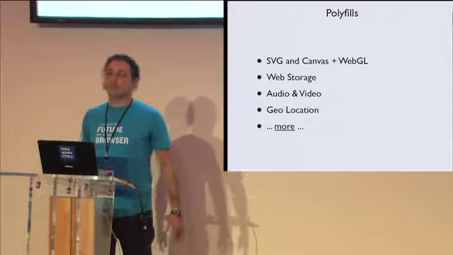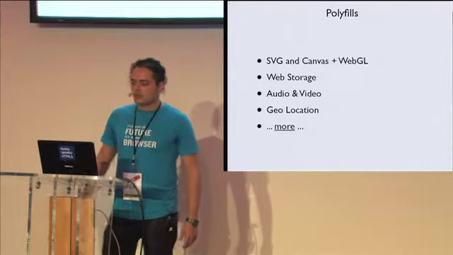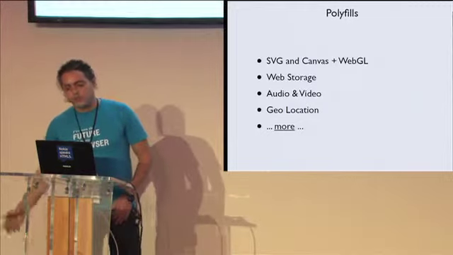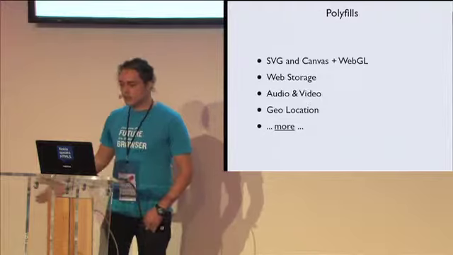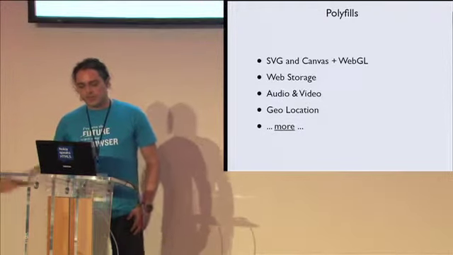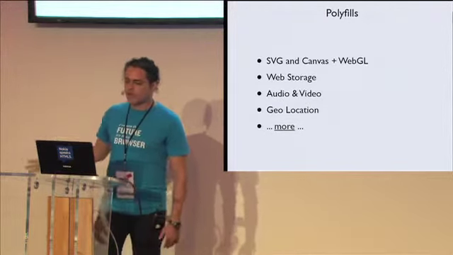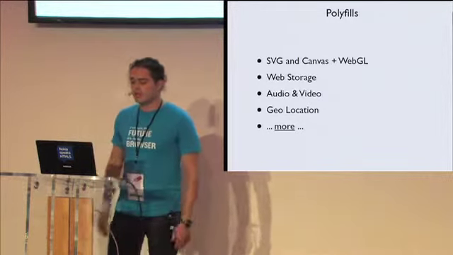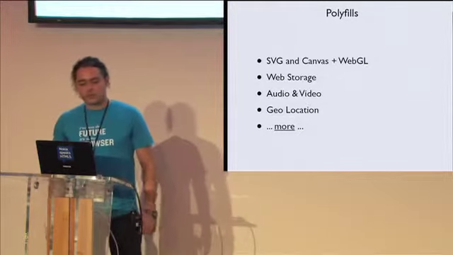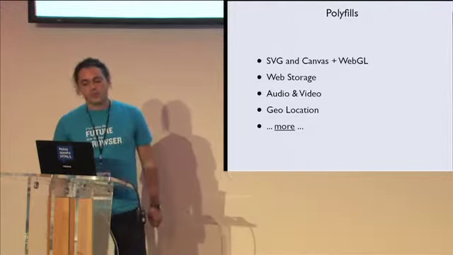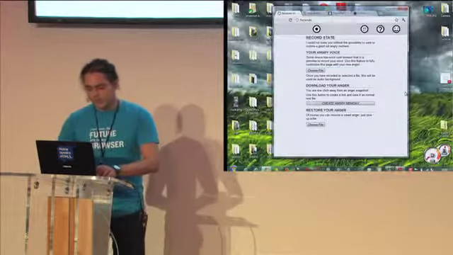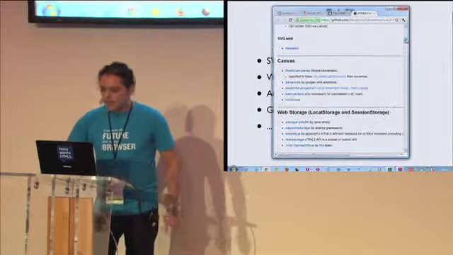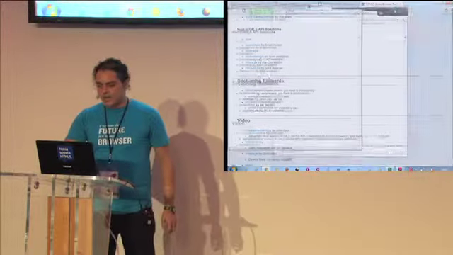So how can we solve a few missing things? Thanks to polyfills, we have many implementations of SVG, even Canvas, even WebGL. Somebody created this plugin. It has to be a plugin, but it works on IE, it's experimental, and it brings the WebGL API there. So there's still hope. Web storage, audio and video, geolocation. If you go to this web page, it's a GitHub project. And really, the list of polyfills you have here is massive.